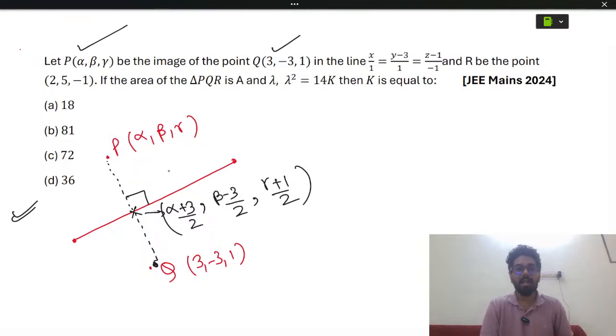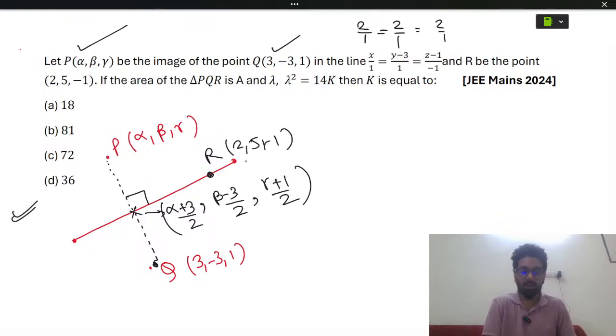Now they are saying R be the point. P be the image of the point Q in the line, and R be this point, some random point 2, 5, minus 1. Let's check whether it satisfies this line or not. So 2 by 1, 5 minus 3 is 2 by 1, and minus 1 upon minus 1 is 2 by 1. That means R is a point lying on this line. Now they are saying find out the area of the triangle.